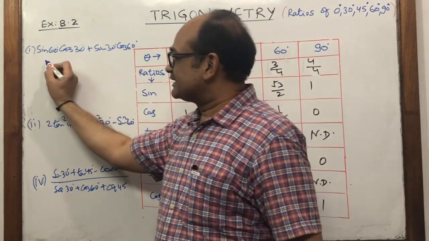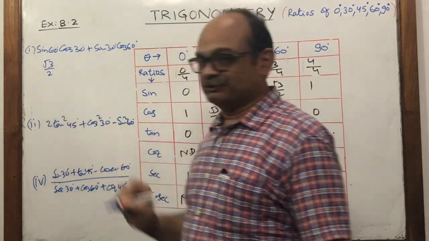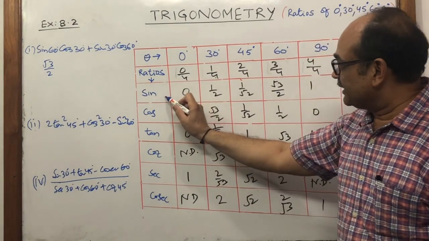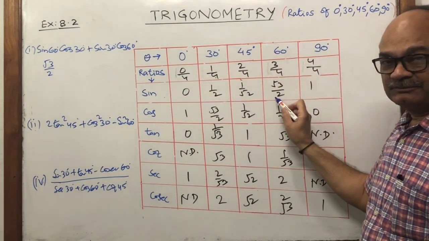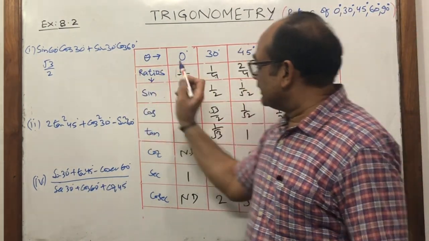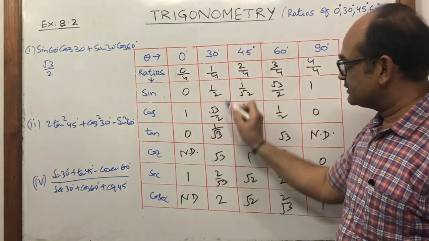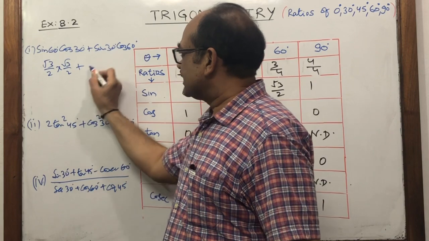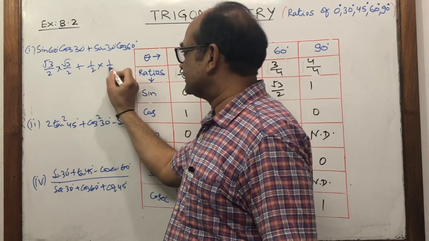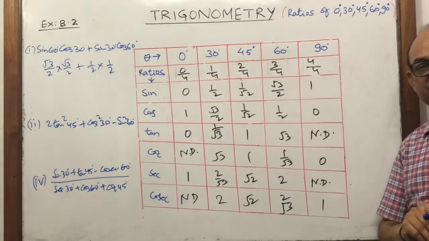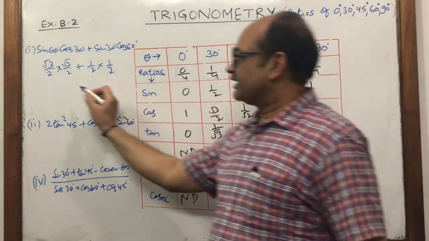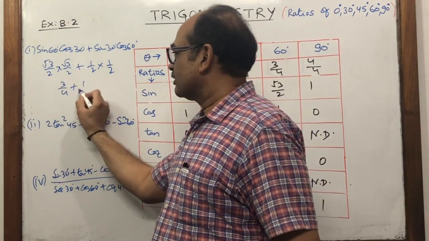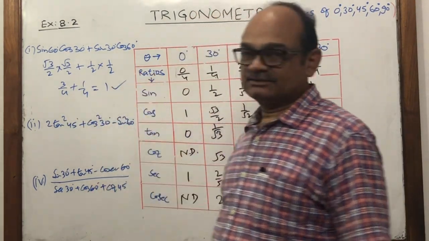So first sin 60, you know, is root 3 by 2. See how we take sin 60 as root 3 by 2. Very easy. Cos 30, see cos 30 is root 3 by 2. Simply substitute the values of sin 30 and cos 60. See the values from the table. Now what we are getting is 3 by 4 and 1 by 4, that is, the answer is 1.